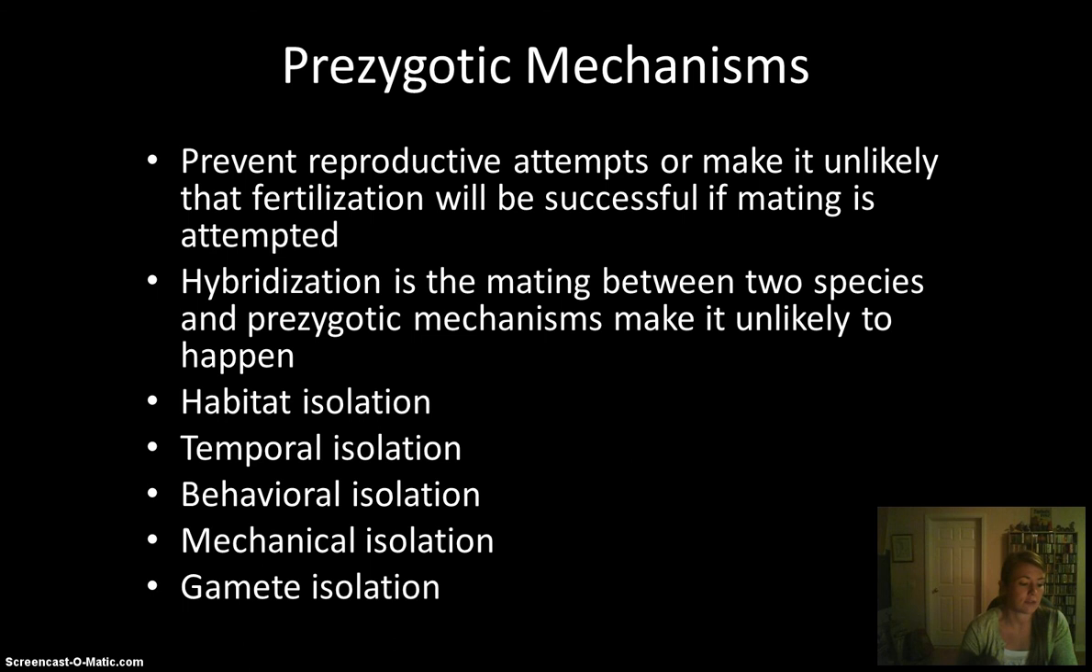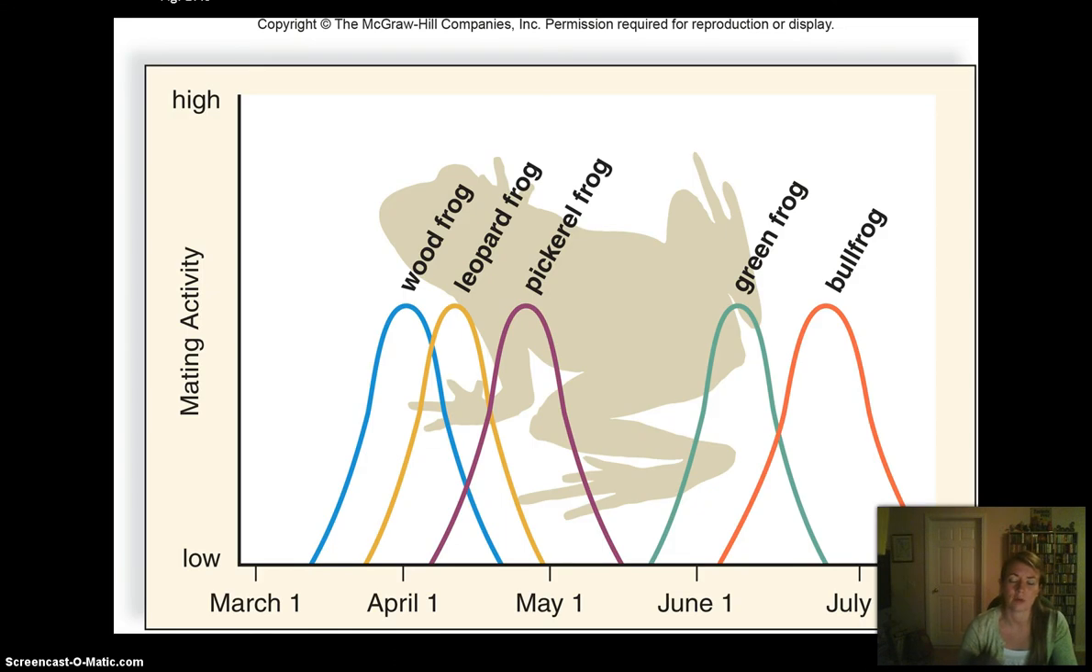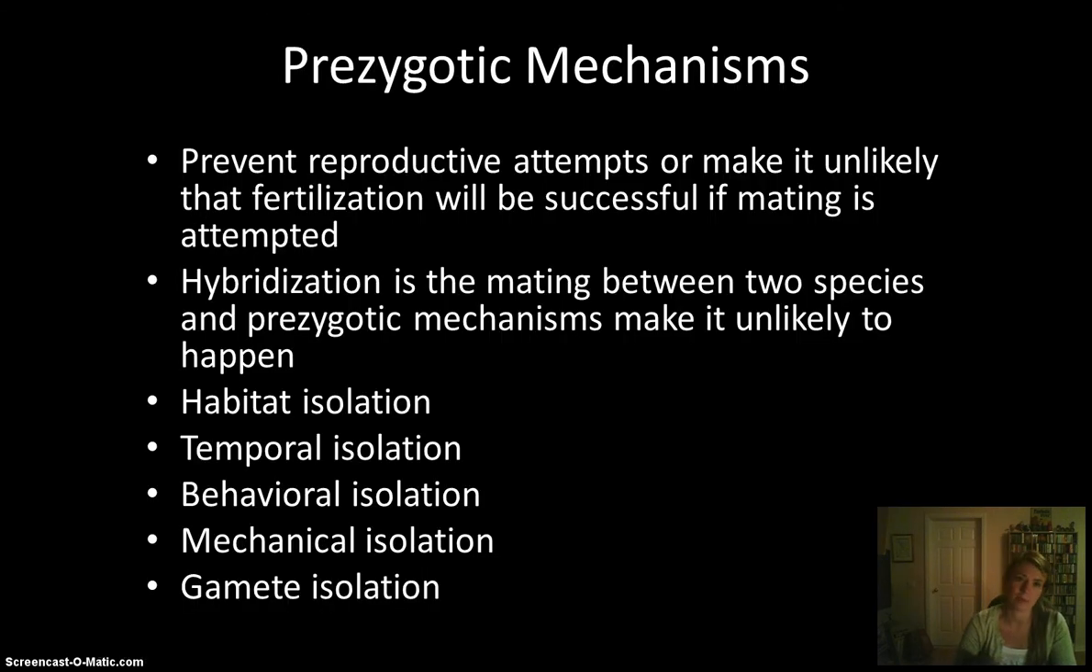Temporal isolation. If these groups of living things reproduce at different times of the year, they're never going to have their sperm and their egg meet. For example, here's a figure of when different frogs reproduce that all live in the same area, but they all reproduce at different times. So the green frog is sexually active in the beginning of June, whereas the wood frog is sexually active in the middle of April or at the beginning of April. So even if they could reproduce, it would never happen at the same time. So their sperm and their egg are not going to meet.